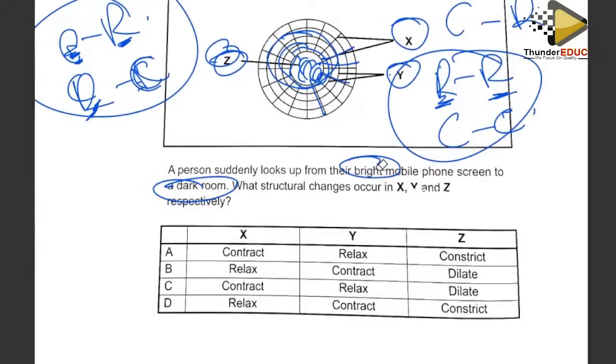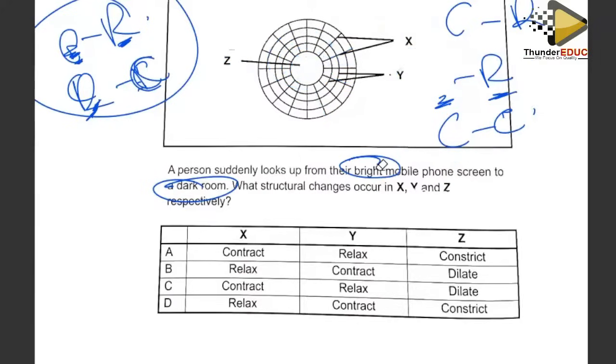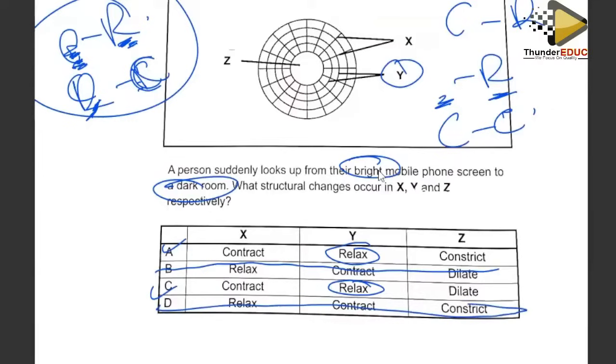So now let's first identify here properly. We say that in dim light, the circular muscles will relax. Where are the circular muscles? It is Y. Circular muscles will relax, because the one which runs in the circular way is the circular muscles. So now we have got the first answer. It can either be A or C. So these ones are out now. Okay, we go to the next one.